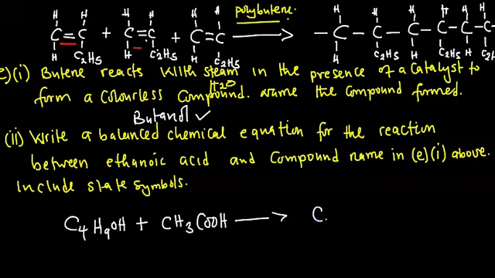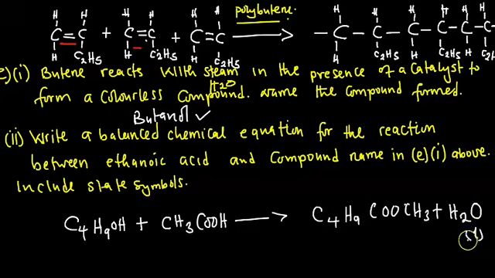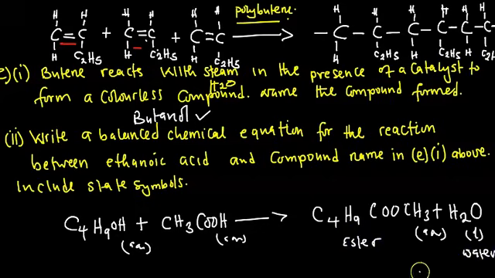What is going to form is C4H9COOCH3 plus water. This is liquid, this is aqueous, this is aqueous, and of course this is aqueous. So when an alcohol reacts with an acid, what is formed here is an ester plus water only. These are the products that are formed.